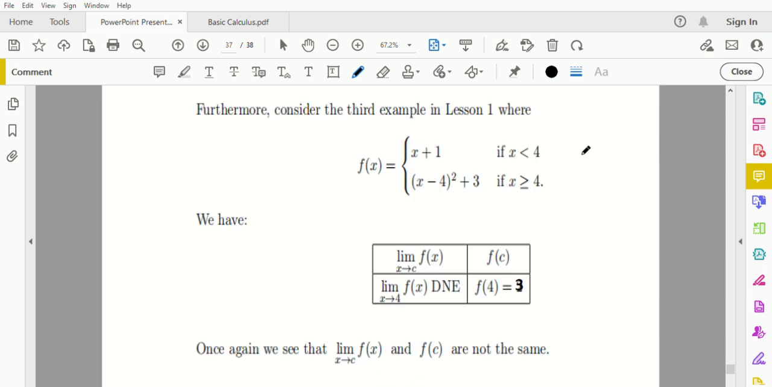Furthermore, consider the third example. This is our third example on lesson 1. We have this piecewise function. Take note that the limit does not exist, as we studied the left and right side of c. But of course, if we substitute 4, we have 4 minus 4 is 0. Squared is 0 plus 3, so the result is 3. So again, these two are not equal. Once again, we see that the limit of f of x and f of c are not the same.